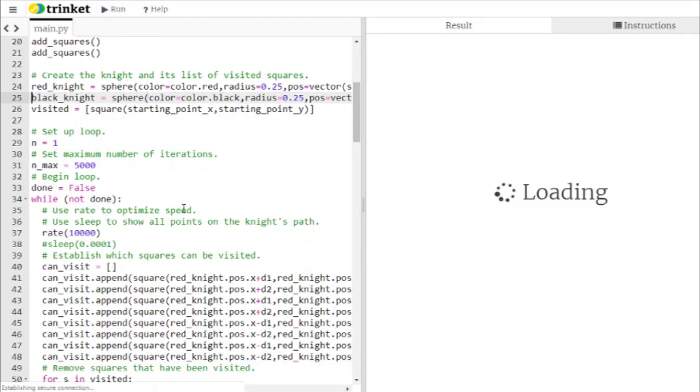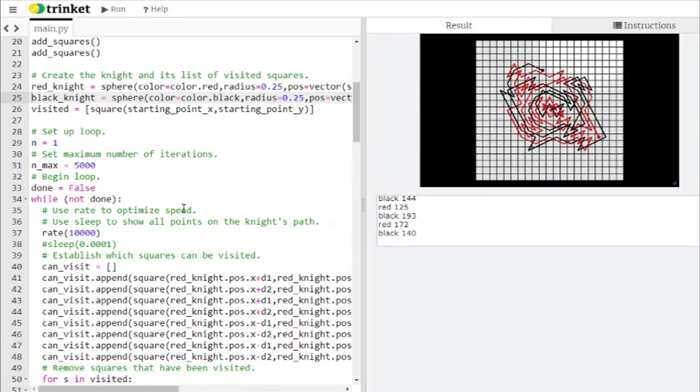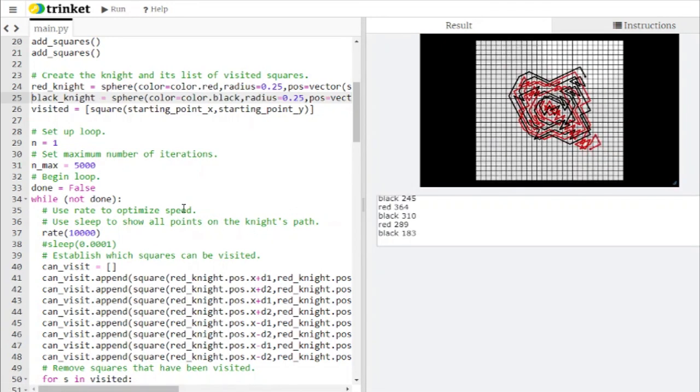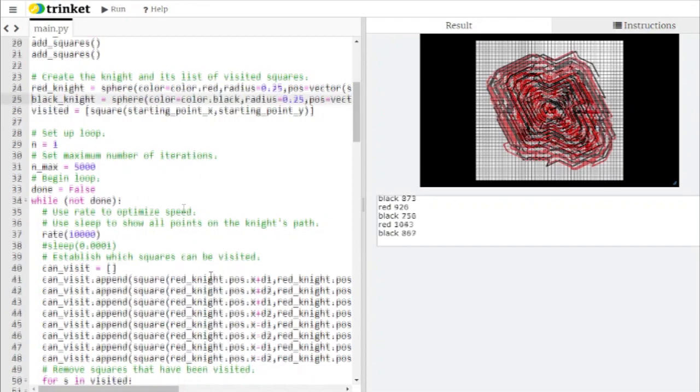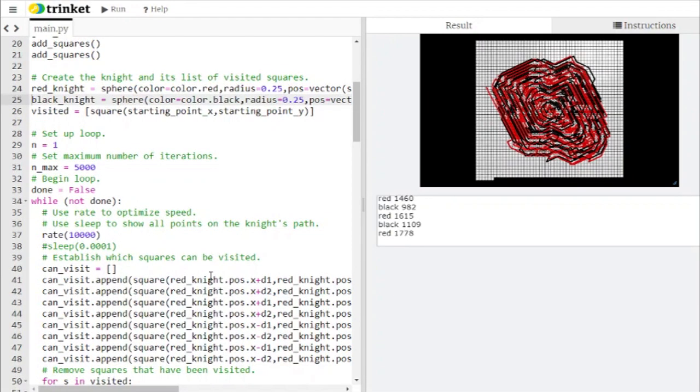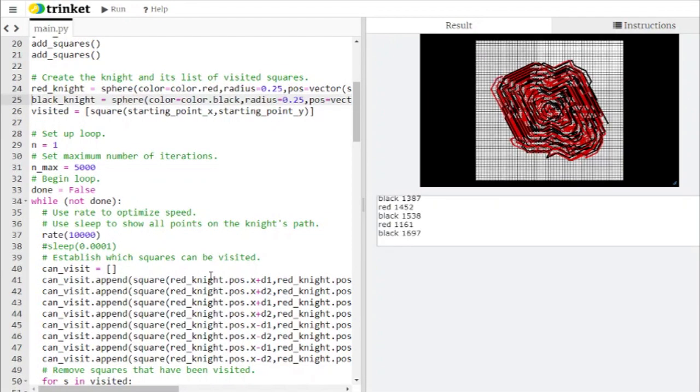So when you run this, red and black are going to be moving in parallel with each other, and neither of them is allowed to visit the square that the other one has visited. And you can see they kind of chase each other around the board. It's a pretty fun thing to watch. So it definitely produces an interesting animation.